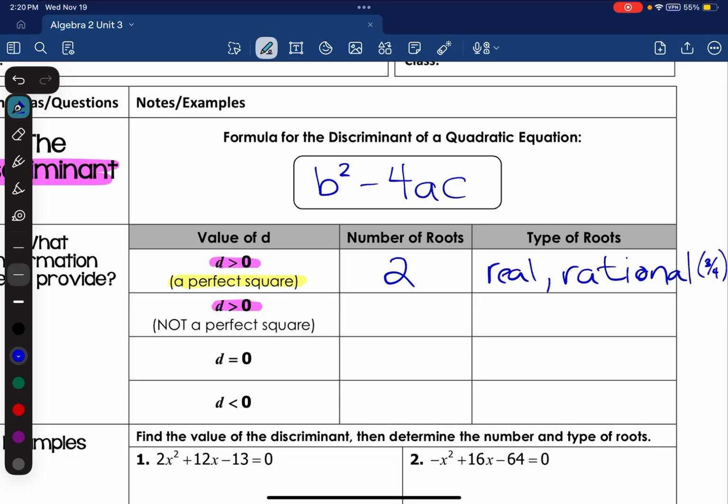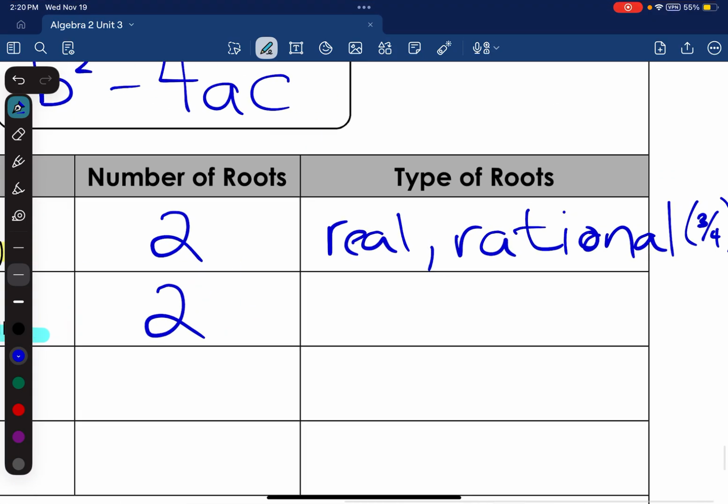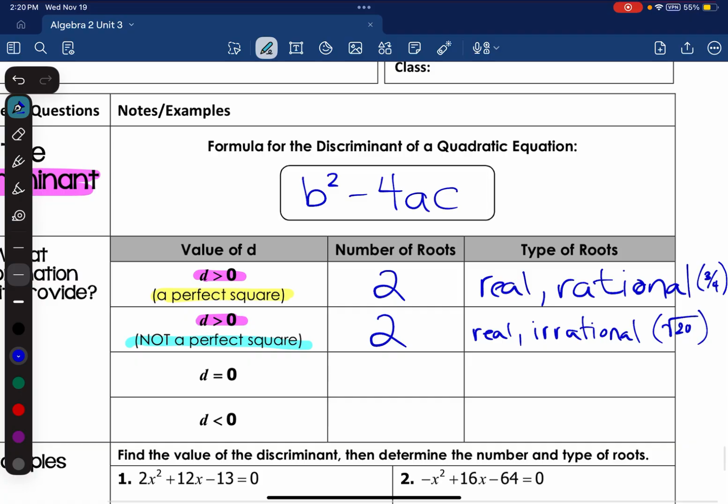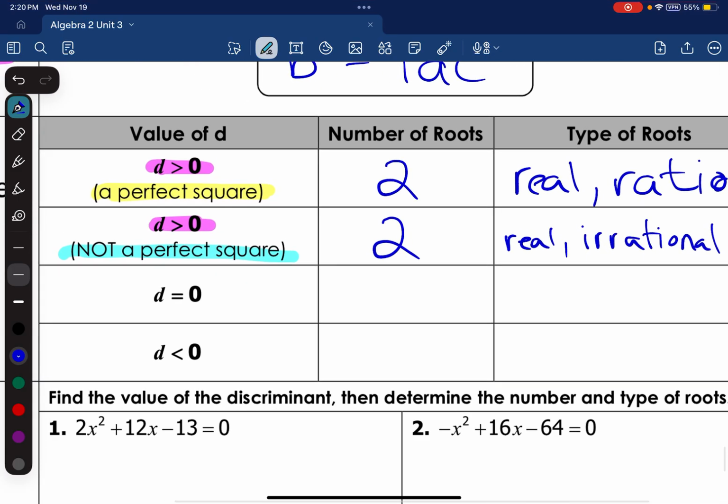If it is not a perfect square, so we have a number that is bigger than 0 but not a perfect square, we're still going to have two roots, but this time they will be real and irrational. Irrational is a radical. So perfect squares are going to give me numbers and fractions. Non-perfect squares are going to give me numbers and radicals. All right, our next one.